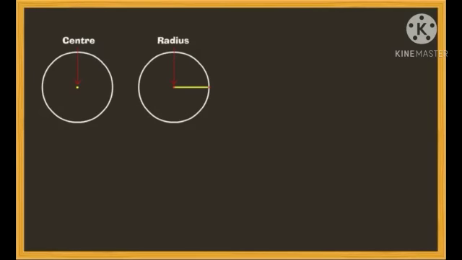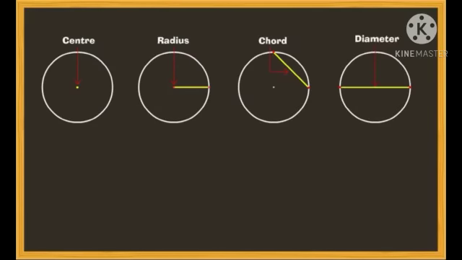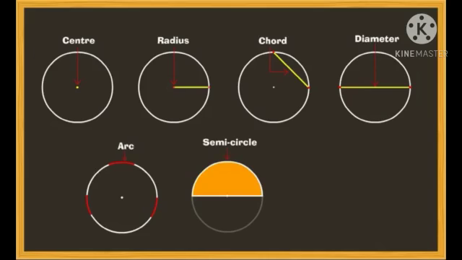Let us review a quick recap. Center, radius, chord, diameter, arc, semicircle, circumference.